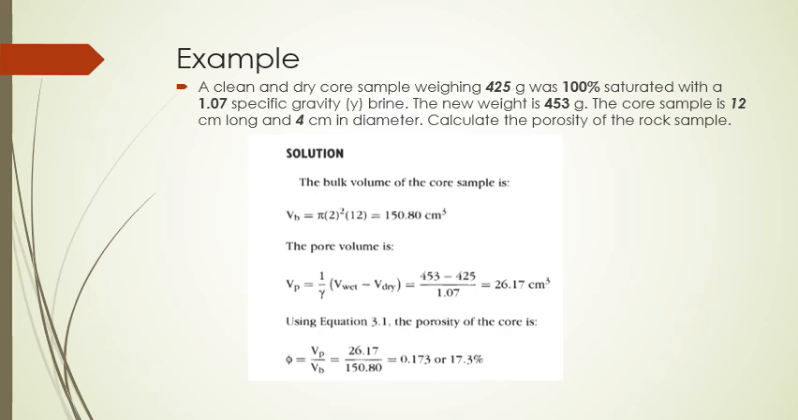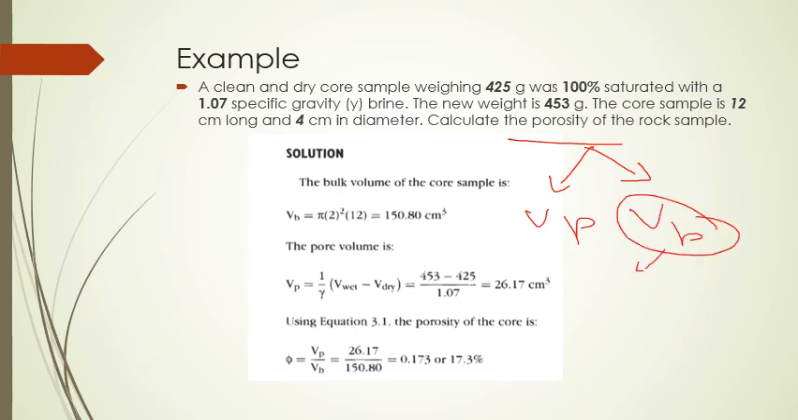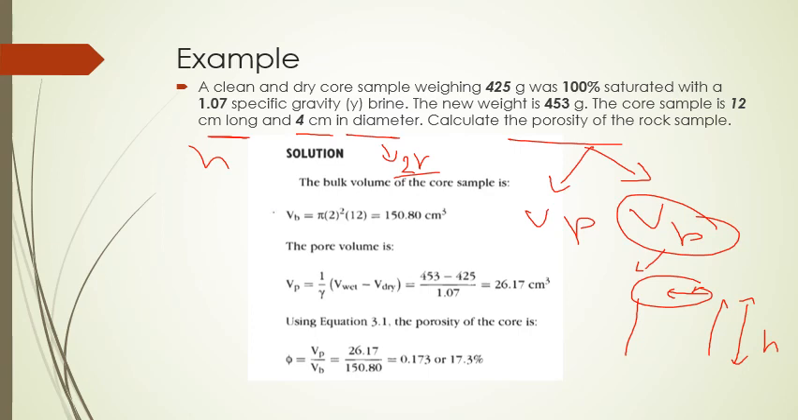So easily, to calculate porosity we need to have both V_pore and V_bulk. Simply, V_bulk can be calculated from the volume of a cylinder, because the sample needs to be in a cylindrical shape. This value is R and this value is the height. I have 12 long, which represents the height, and 4 diameter, which represents 2R. So simply I can get V_bulk.